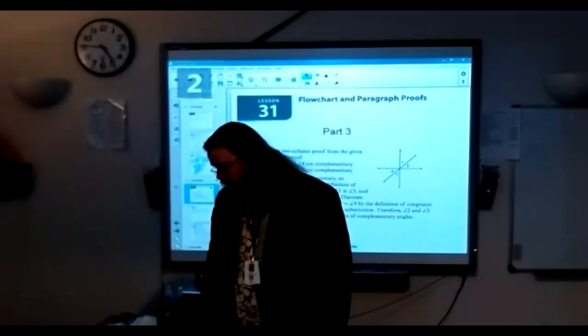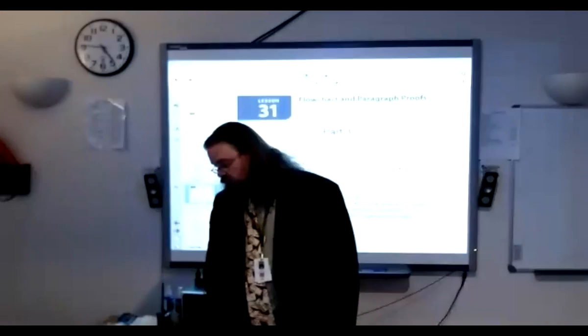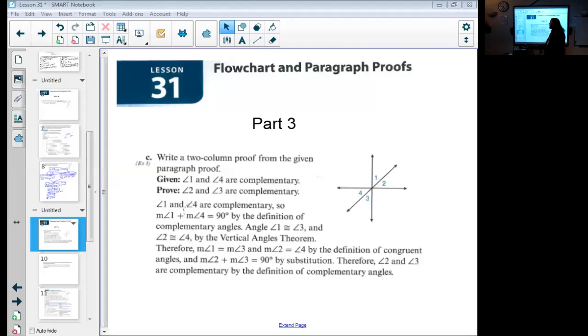Today we are talking about lesson 31, flowchart and paragraph proofs. We are now talking about part 3. The question for part 3 asks us to write a two-column proof from the given paragraph proof. So we need to know what a paragraph proof is.